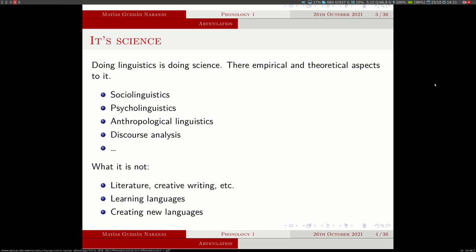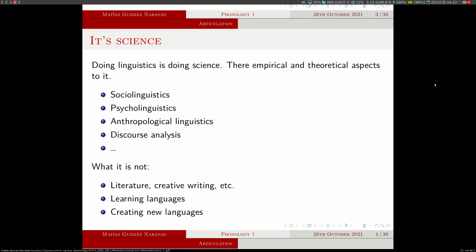Now, I'm sorry if this is very obvious, but I don't want to leave anyone behind. Linguistics is a science, and we're doing science, so there's an empirical and a theoretical aspect to it, and there are many related subdisciplines within linguistics, which are things like sociolinguistics, which studies the relation between society and language; psycholinguistics, which is about how humans process language; anthropological linguistics, which is more about cultures and language use within cultures and between cultures; discourse analysis, text linguistics, etc.